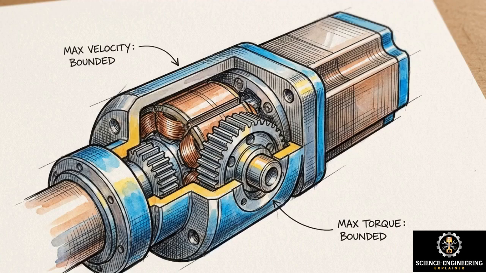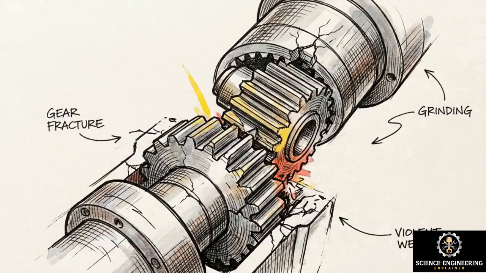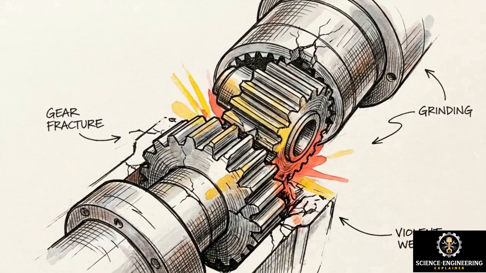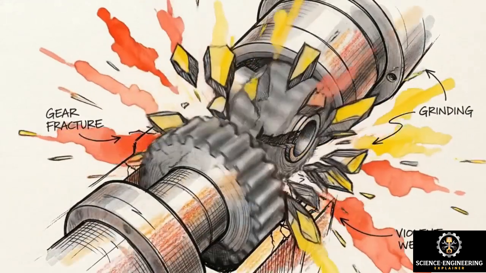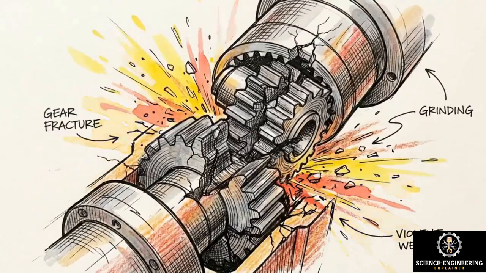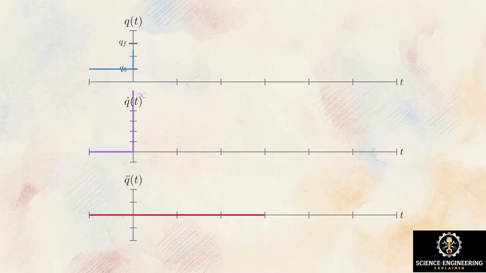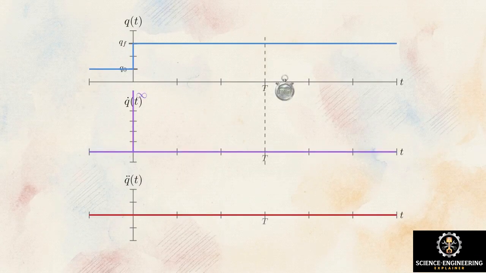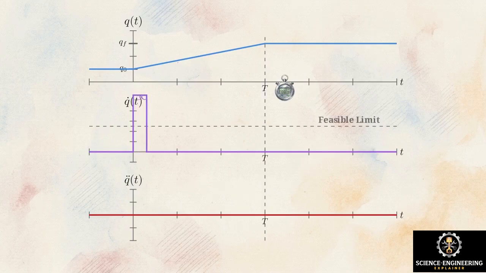Physical actuators possess strict limits on their maximum velocity and torque capacities. Requesting a step input forces immediate actuator saturation, generating massive transient errors and severe mechanical wear on the gears and linkages. To solve the infinite velocity problem, we give the motion a specific duration. The position graph now utilizes a linear ramp stretched over time period t. Consequently, the velocity graph maps to a flat horizontal line, operating at a finite, feasible speed.